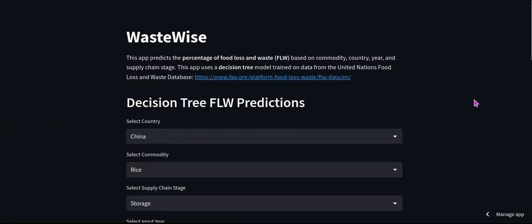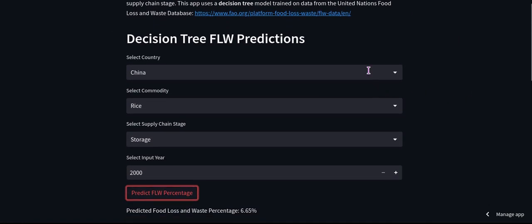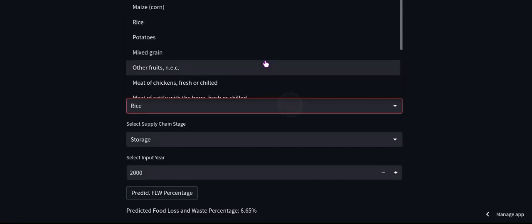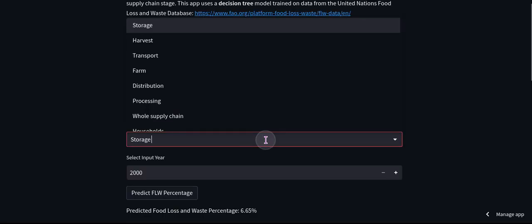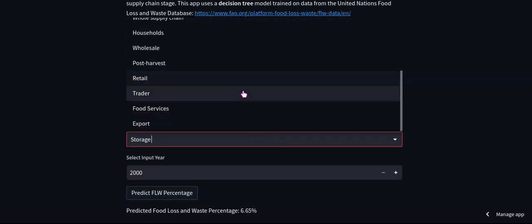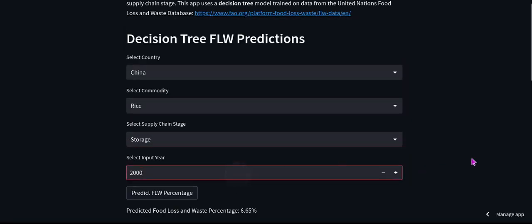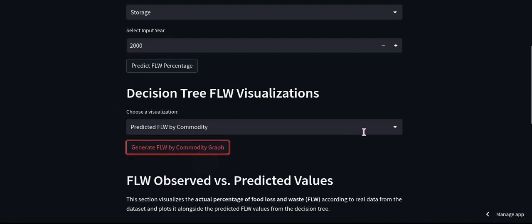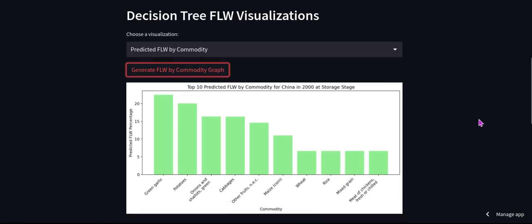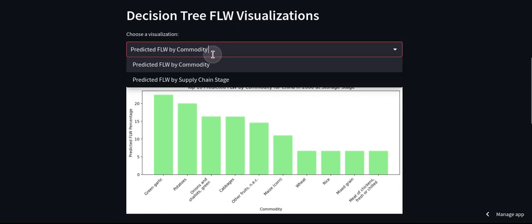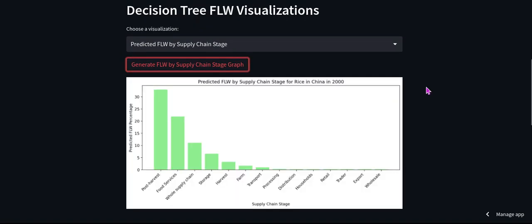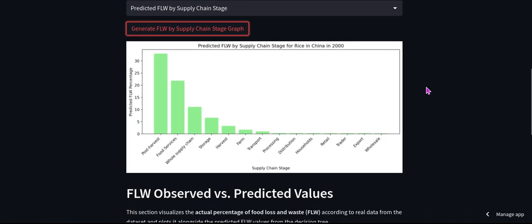The app in and of itself is pretty easy to use. As shown previously, users can select one of many countries and then relevant commodities and supply chain stages. They can also input a year to further influence the prediction. From here, they can visualize food loss and waste by commodity for a specific stage of the supply chain, or visualize the entire supply chain, food loss and waste for one commodity.